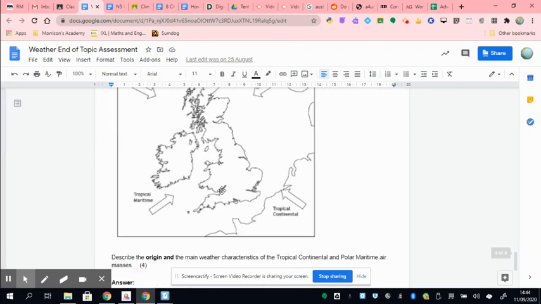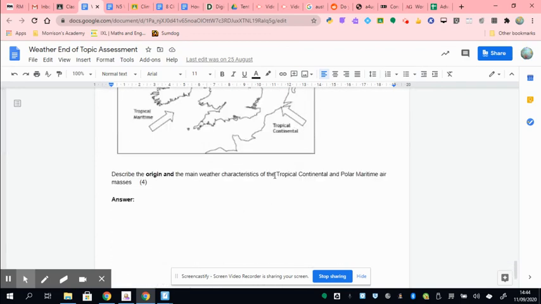And finally, this was quite a simple question. You had to describe these two, tropical continental. So you have to tell me its origin, which was from Africa. And you have to tell me the weather that comes with that. It's dry because it's continental, and it's very hot because it's tropical.